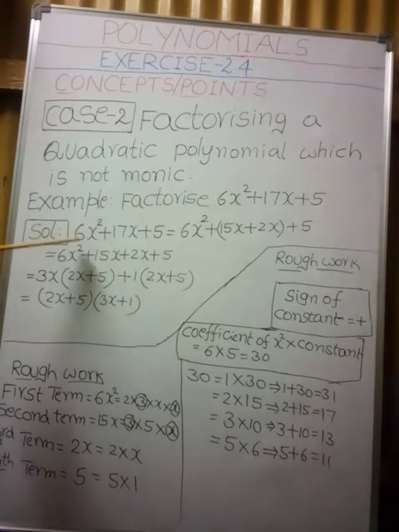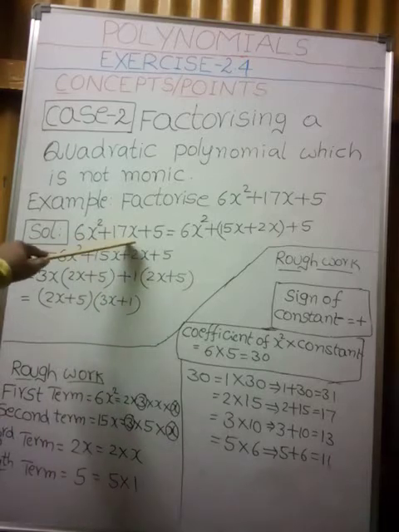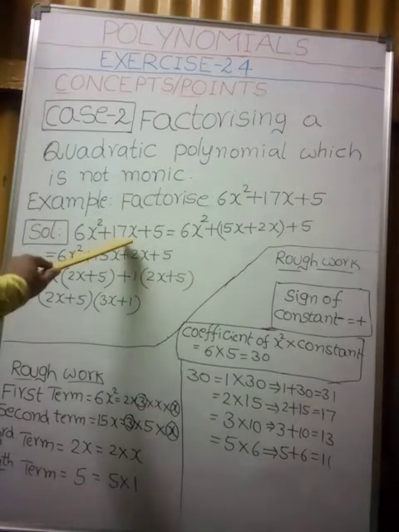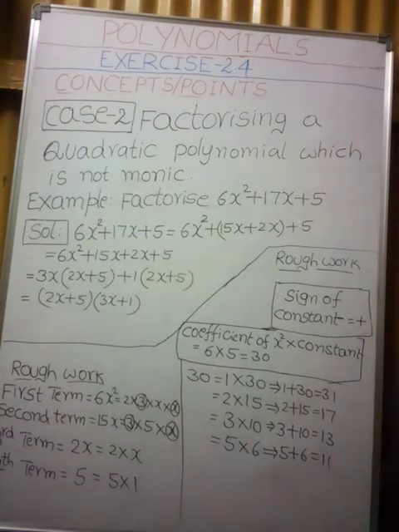Yes. See the solution: 6x square plus 17x plus 5. Here also we arrange the terms in the standard form. We write the given quadratic polynomial in the standard form. In the standard form, first we write the x square term, after that the x term, and last the constant term. Okay, my dear children? Right.